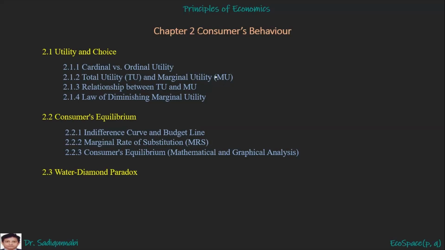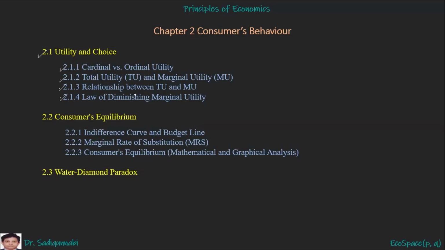Okay, so today we are going to start our chapter number 2, that is consumers' behavior. And in this consumers' behavior, we'll cover 2.1, utility and choice. And in that utility and choice, we are going to deal with cardinal and ordinal utility. First of all, we define what is utility, and then cardinal versus ordinal utility, and then total utility and marginal utility. The relationship between total utility and marginal utility, and the law of diminishing marginal utility.